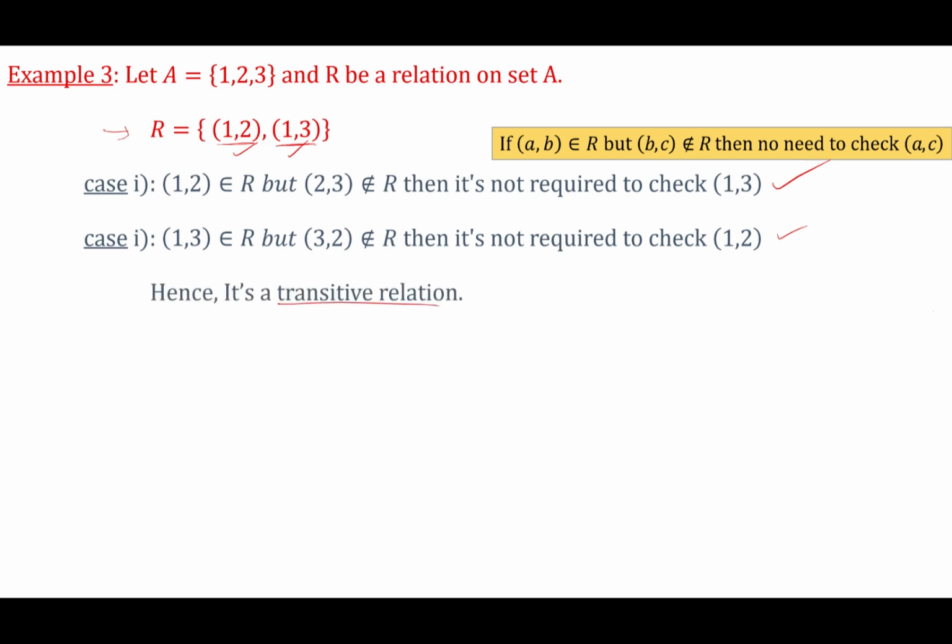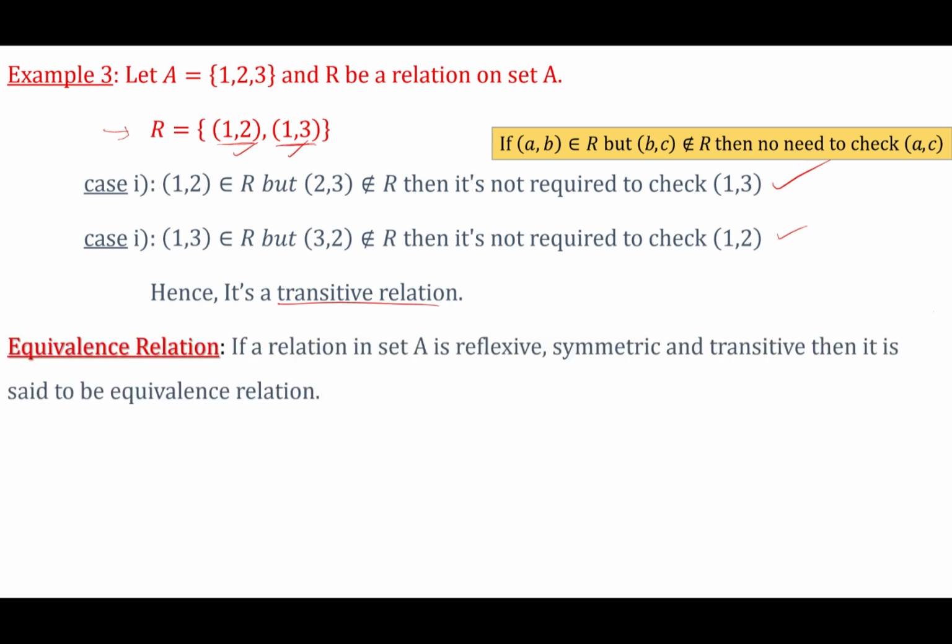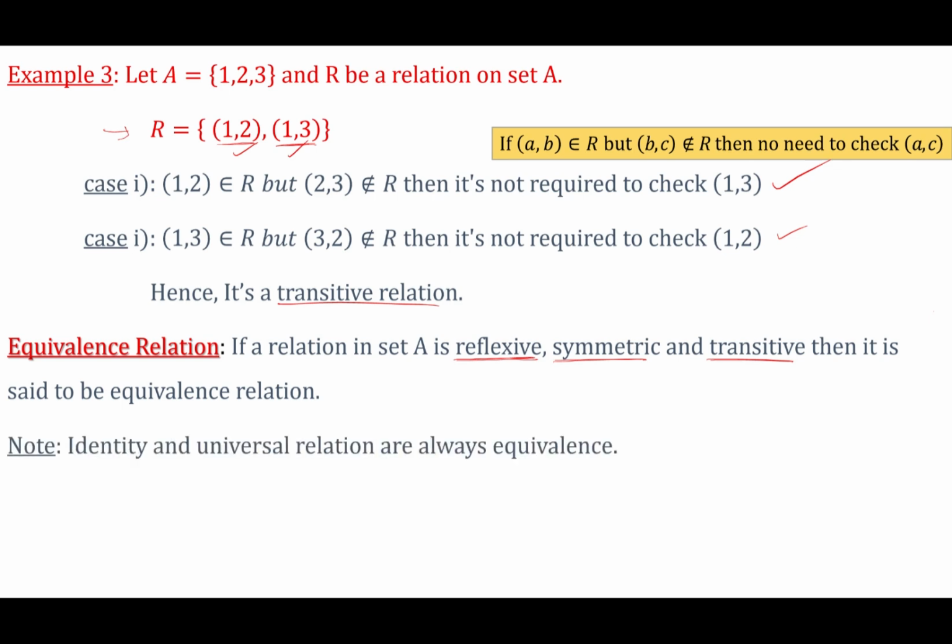Now, equivalence relation. What is an equivalence relation? An equivalence relation is nothing but a relation which is reflexive, symmetric, and transitive. If all three properties are satisfied, then it is an equivalence relation. All identity and universal relations are always equivalence relations, which means they are reflexive, symmetric, and transitive.